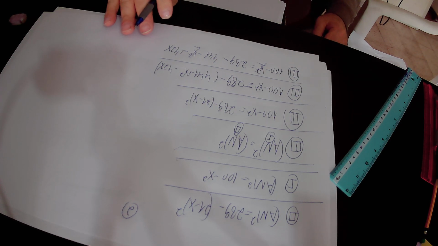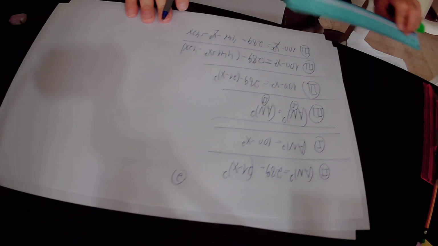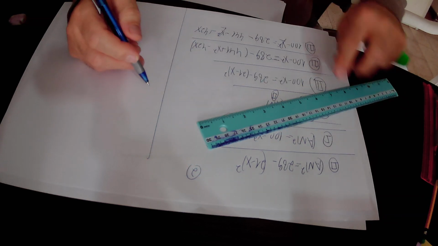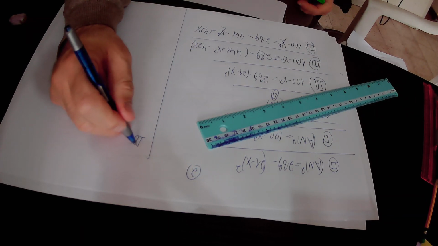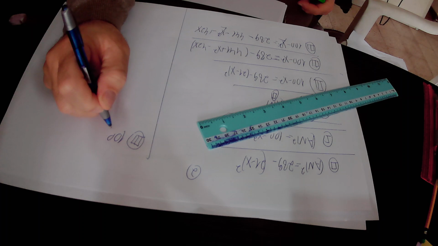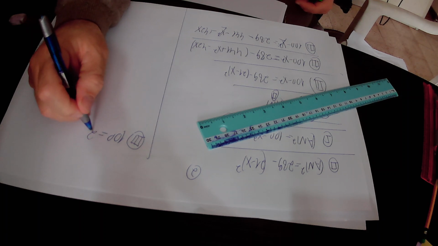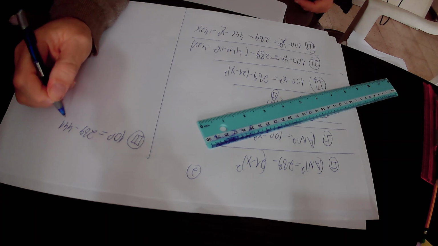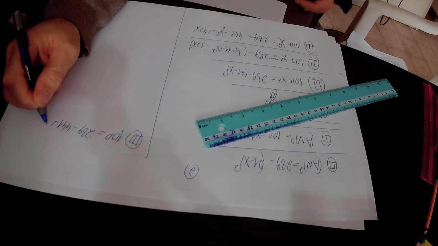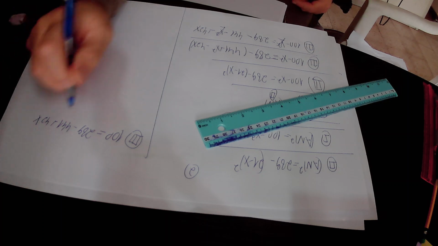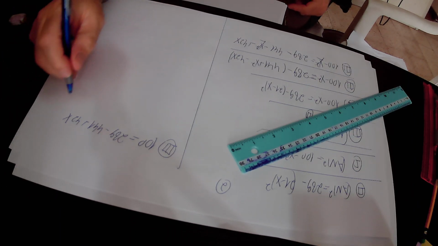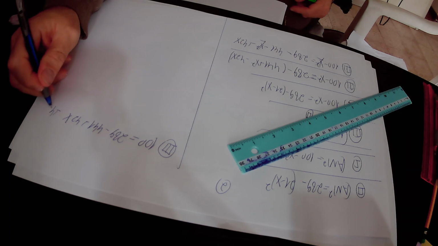After we cancel minus x squared, we find out that according to equation 3, we have 100 equals 289 minus 441 plus 42x. Here we will add 441 to this equation, equation 3.